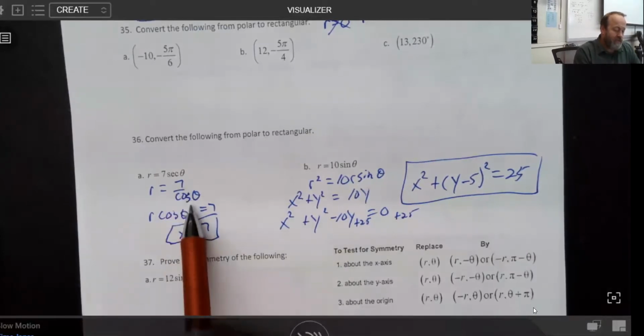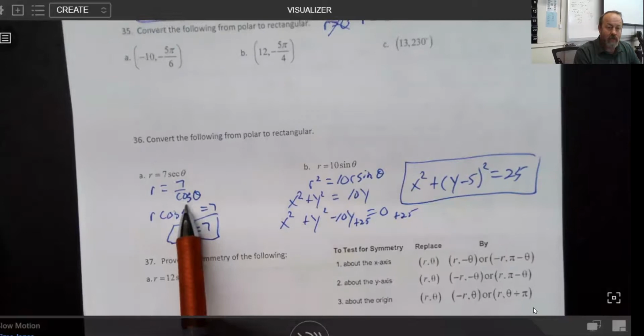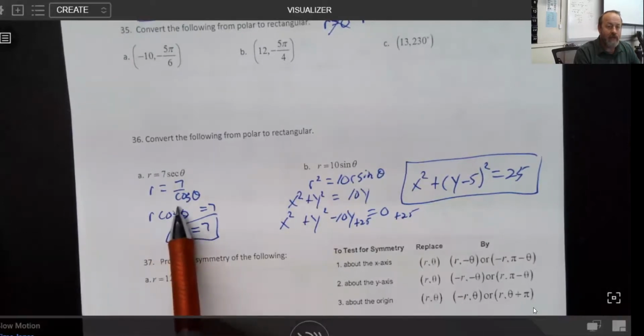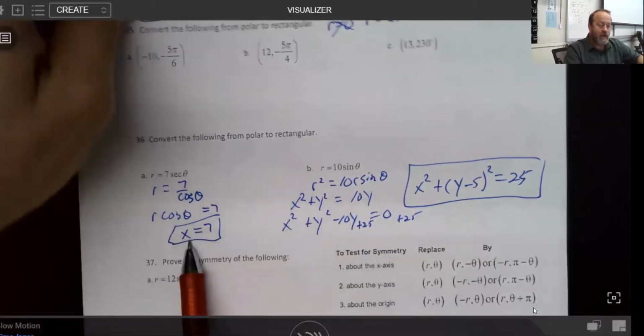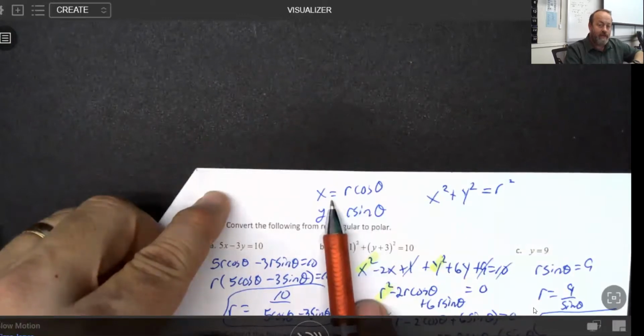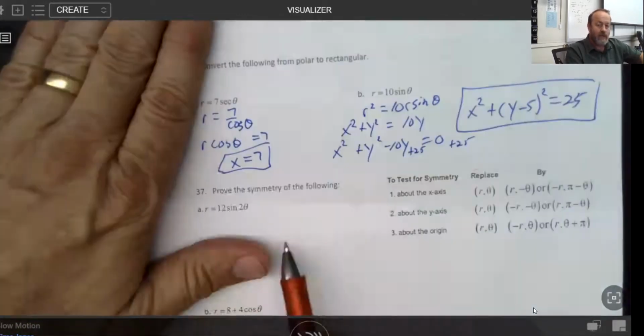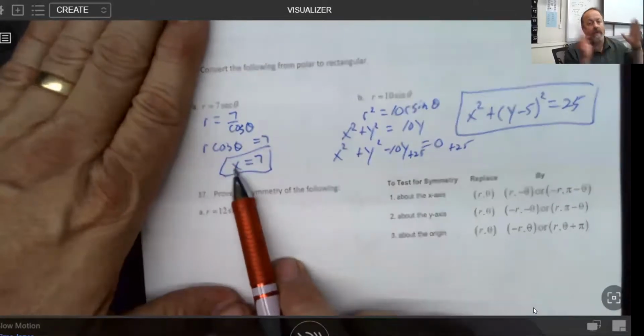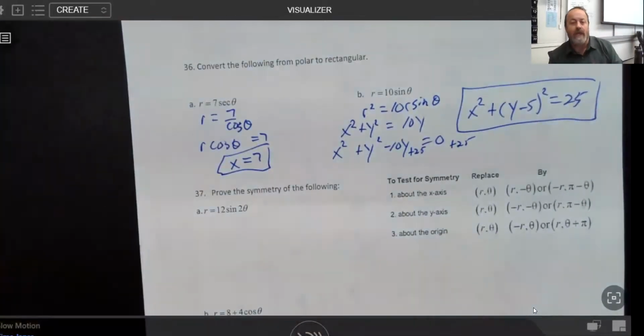7 secant is 7 over the cosine. I did a quick cross multiplication here, and you notice that r cosine theta is one of our fancy little formulas for x that we listed above. See, r cosine theta is automatically x right there. So I just replaced r cosine theta with x, and there we go. We're done. Nice little vertical line.